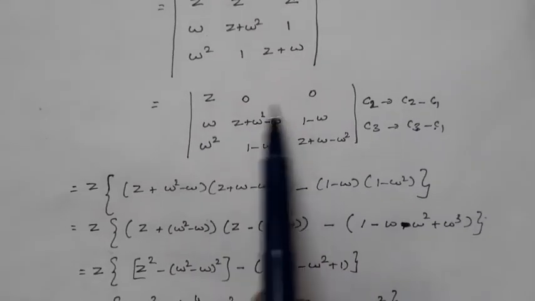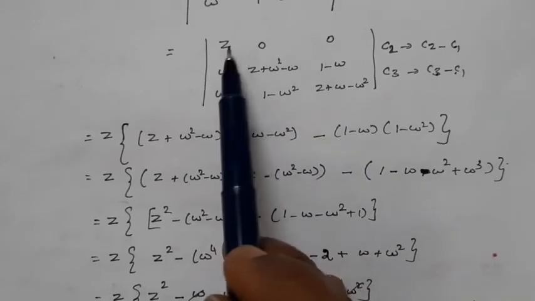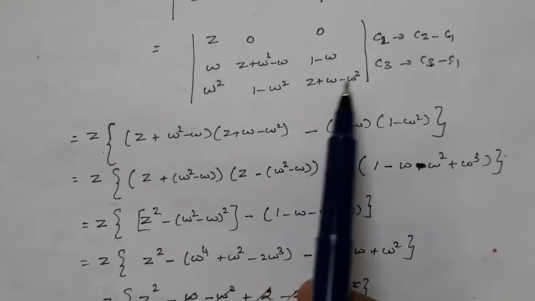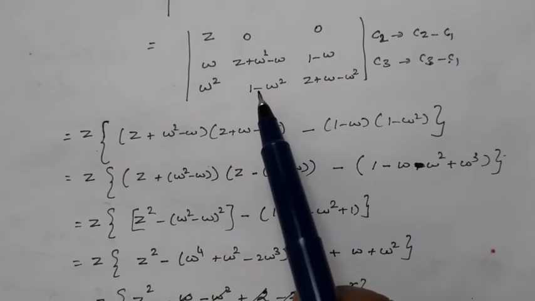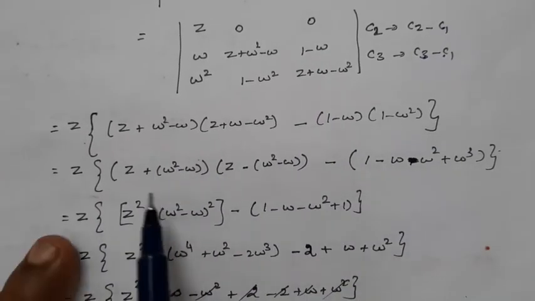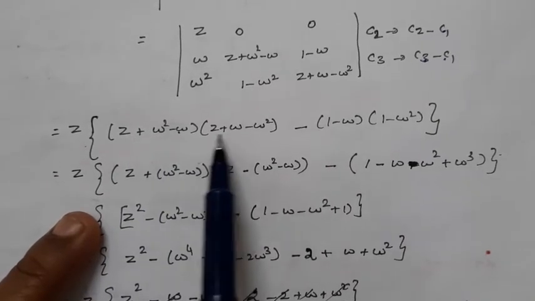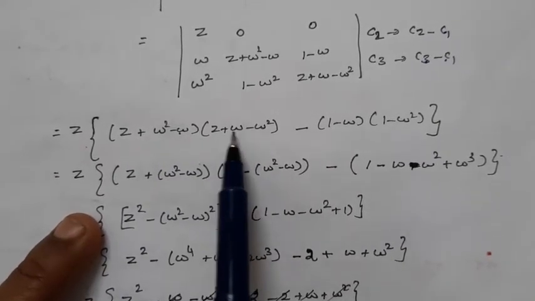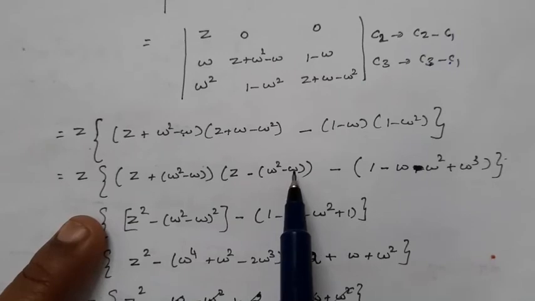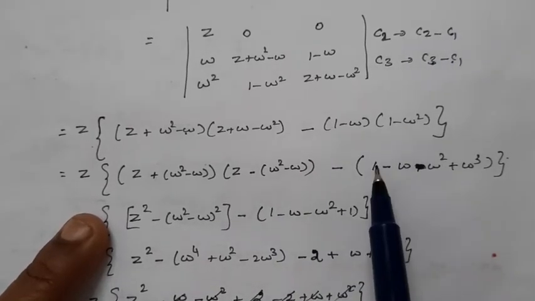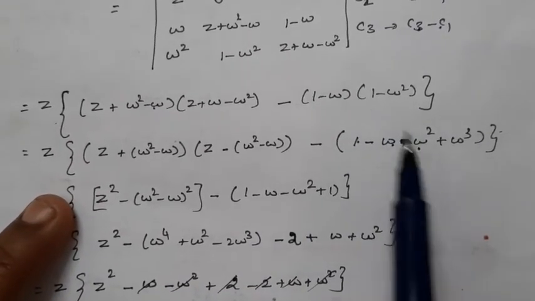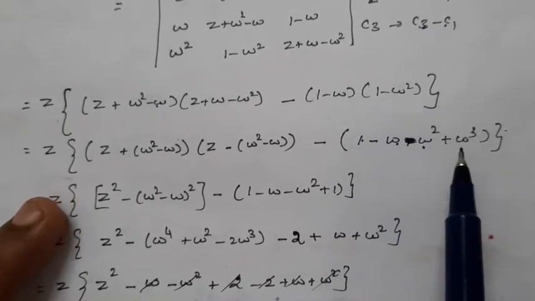As we have two zeros in the first row, let us expand this determinant using the first row. So Z into (Z plus omega squared minus omega) into (Z plus omega minus omega squared), minus of (1 minus omega squared) into (1 minus omega). How are we going to simplify the terms inside the bracket? Here the signs of omega and omega squared get interchanged, so let us take one minus sign outside so that it becomes omega squared minus omega. Here let us multiply: 1 into 1 is 1, 1 into minus omega, minus omega into 1, and minus omega into minus omega squared is plus omega cube.